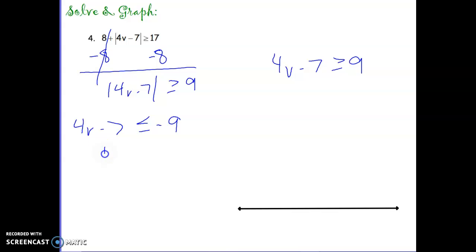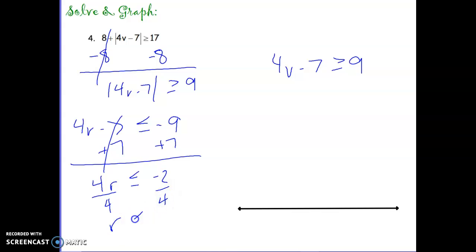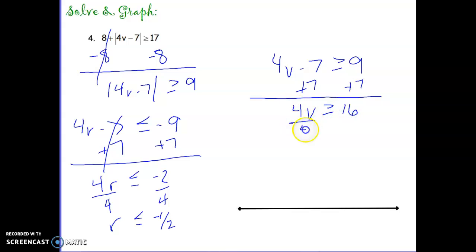Okay, let's solve the negative one. I'm going to add 7 on both sides. -9 plus 7, -2. Divide by 4. r is less than or equal to -1/2. I don't need to flip the sign because the number I'm dividing by is positive. All right, let's solve this one. Add 7 to both sides. Divide by 4. Greater than or equal to 4.